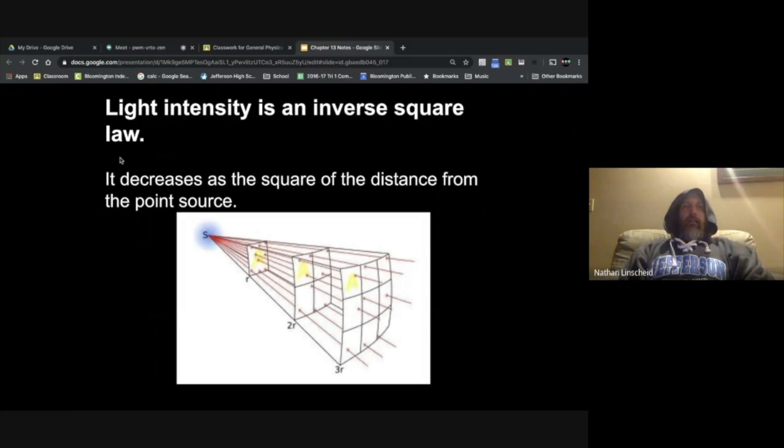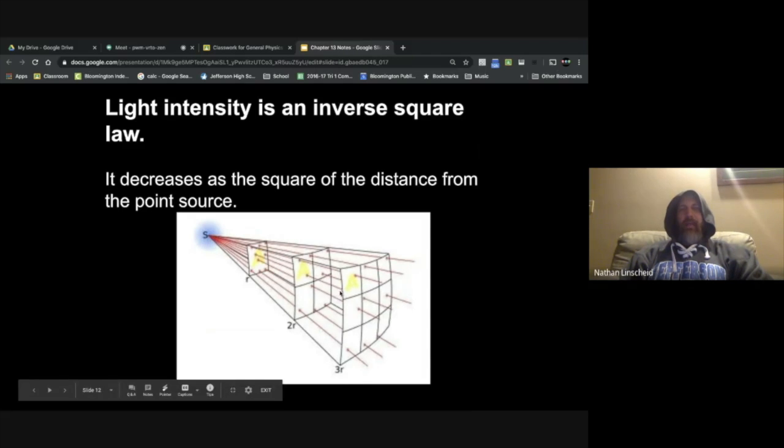And light intensity is another thing that follows the inverse square law, just like sound intensity did, just like the strength of a magnetic field, just like the strength of an electric field, just like the strength of a gravitational field. As you get farther and farther away from a source, it becomes less intense as the inverse of the square of the distance changes.